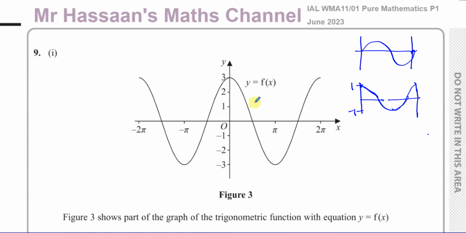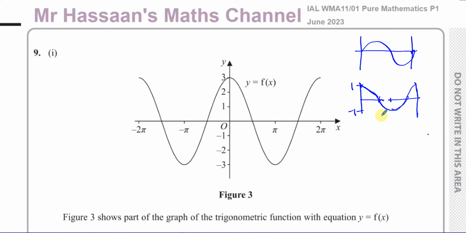If I write out the key points for y equals cosine x, the first maximum gives you 0 and 1. This one is 0 and 3. Over here we have pi over 2 and 0, and here we have pi over 2 and 0. They're the same on the x-axis. This would be pi and -1, and now it's pi and -3. So we can see that the cosine curve has been stretched vertically by a factor of 3. All the y coordinates are multiplied by 3 and all the x coordinates remain as they are.